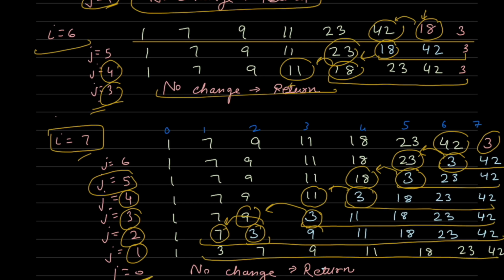For j equals 2, we compare 3 with 1. In this case, it is not smaller, so we won't be doing any swapping, and there would be no change further. So this was how we implement insertion sort.